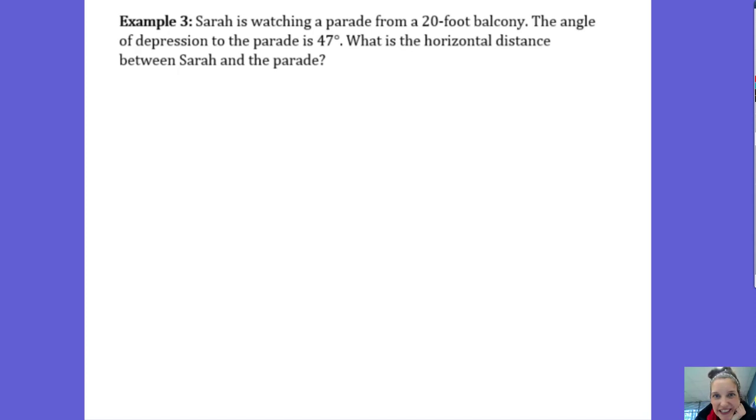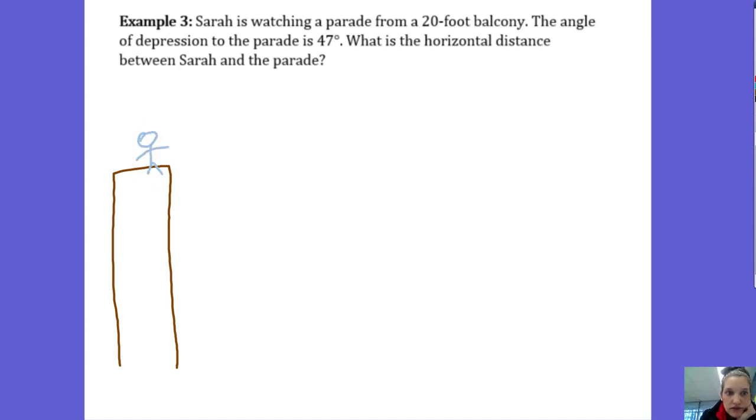Oops. Sarah is watching a parade from a 20-foot balcony. So here's our balcony. Here's Sarah. And she's watching our parade. I don't know how to draw parades, so I'm just going to write the word parade. So she's looking down at her parade.